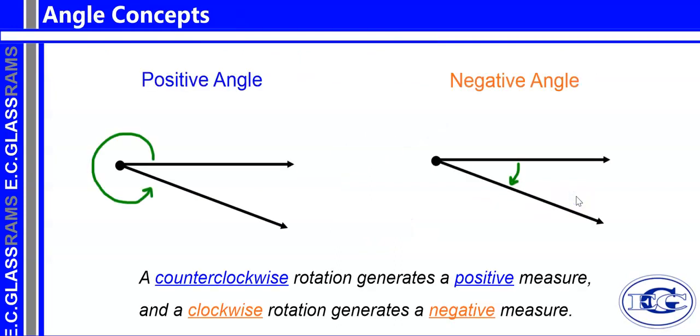Now the angles can be broken down into two categories, a positive angle or a negative angle. If you see a positive angle, you will see a counterclockwise rotation. And if you see a clockwise rotation, that is a negative angle. The big thing to see the difference between the two angles is the arrowhead. Please pay attention to what the arrowhead is pointing at. That is how you will indicate whether something is a counterclockwise rotation for a positive measure or a clockwise rotation for a negative measure.